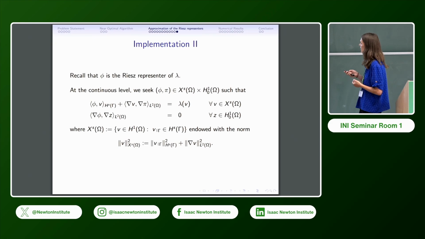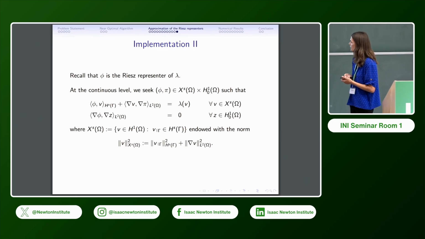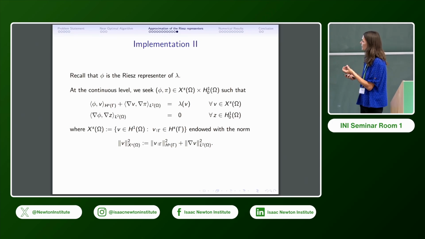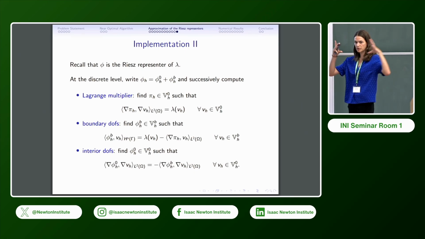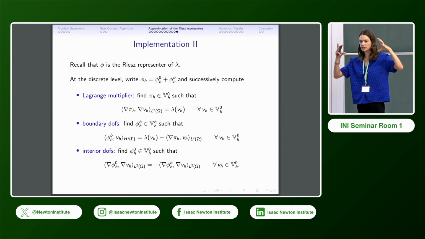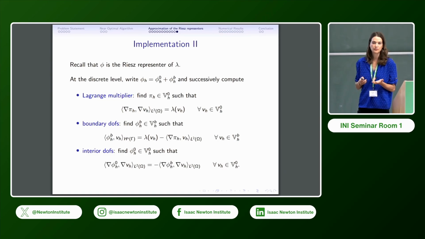So if you look at this last line here, it basically says that phi is harmonic. And then this first one here basically says that the trace of phi is lambda of the extension of v. So this is the continuous one. We can discretize this, and then we can get the finite element approximation for this. Actually, with the structure, we don't have to assemble the big system. So we have this saddle point problem. We don't have to assemble this big one. We can first solve for the Lagrange multiplier, then for the boundary degrees of freedom, and finally for the interior degrees of freedom, which is the strategy that is explained here.